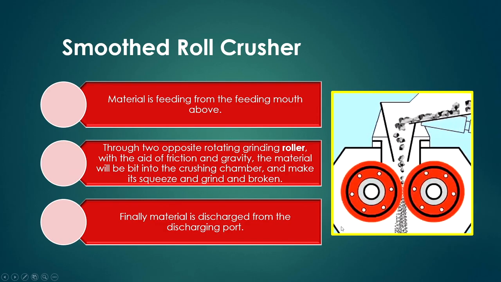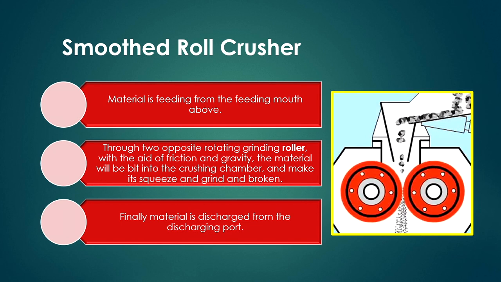And then comes the smooth roll crusher. In this case, the feed material passes through two oppositely rotating grinding rollers with the aid of friction and gravity. The material is drawn into a crushing chamber, squeezed, ground and broken. Finally, after crushing, it will be discharged. The material coming out after this crushing will be very fine in size and will be discharged through a discharging port.